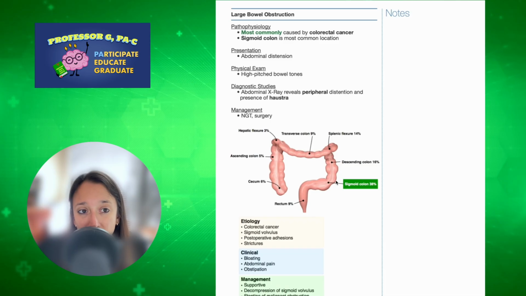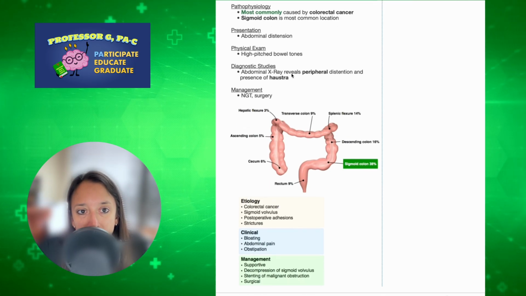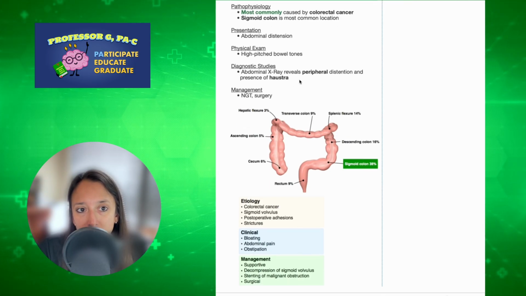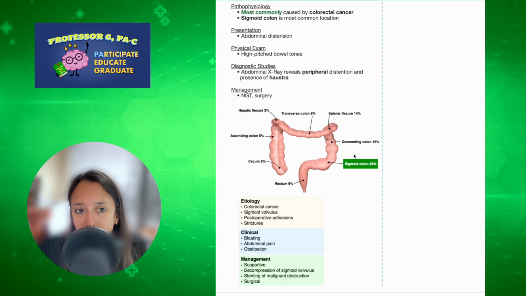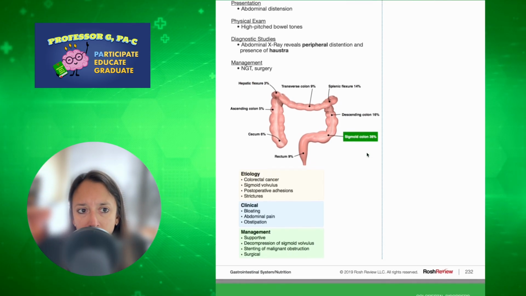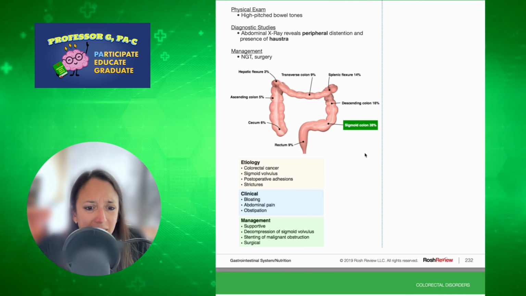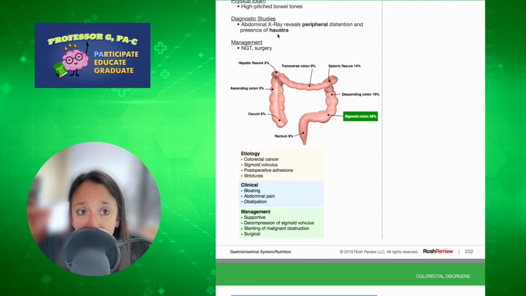Basically, we're going to see a patient with abdominal distension, a little bit of pain. We might get some altered bowel tones when we listen on auscultation. And an abdominal x-ray is going to show us that distension and the presence of haustra. So we'll see that it's colon rather than small bowel. And we tend to decompress, and sometimes the patients need surgery.